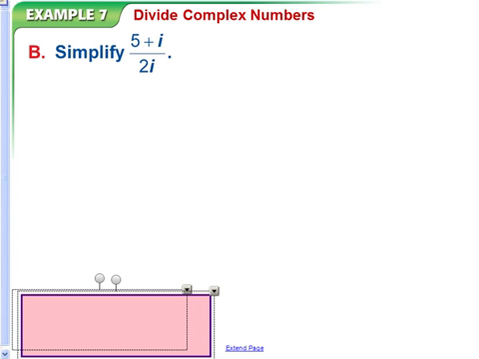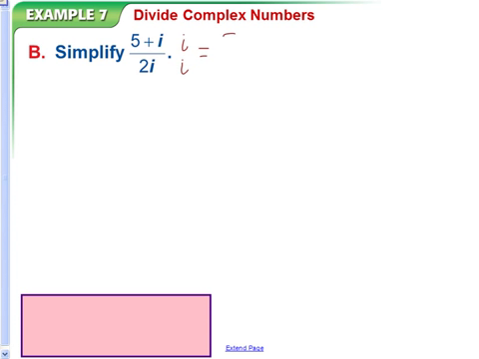Okay, how about one where it just has one i term? It doesn't have a real term in the denominator. This one you don't need to use the conjugate. It's a little bit easier. You can just multiply it by 2i on the top and bottom. Actually, never mind. You just multiply by i. That would be a little bit quicker. It'll be less canceling.